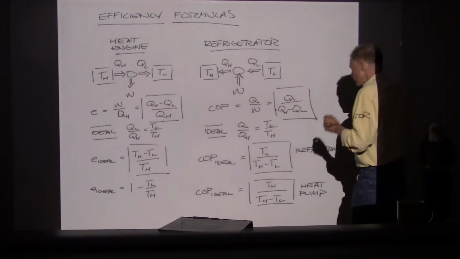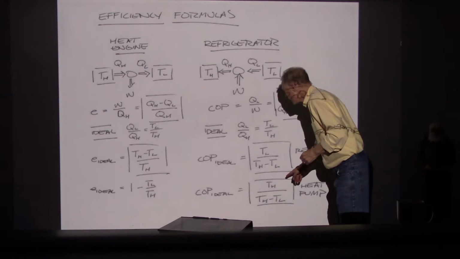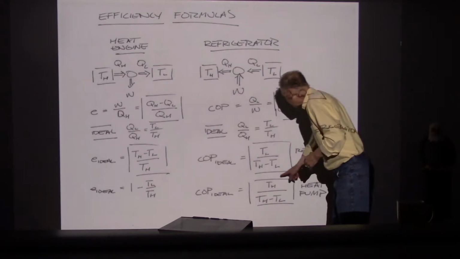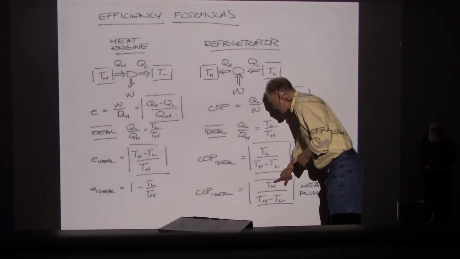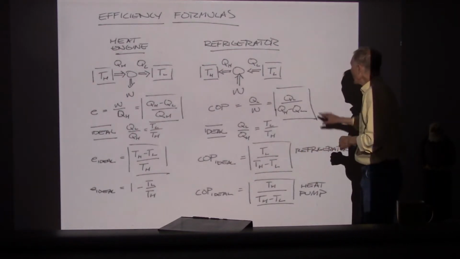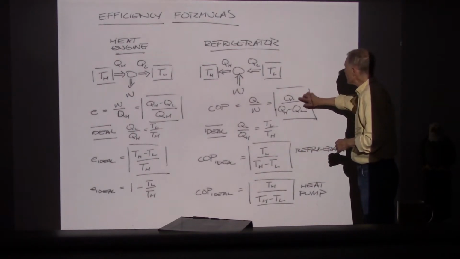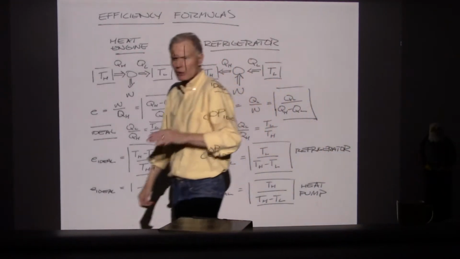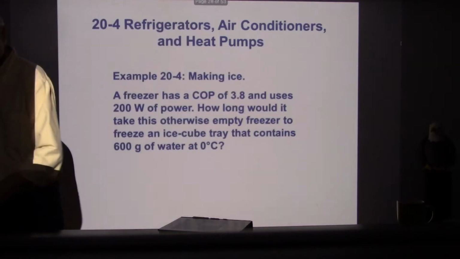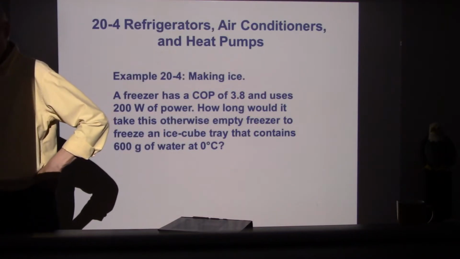So ideally, the coefficient of performance for the heating operation would be TH, not TL, and the coefficient of performance itself would be QH over QH minus QL. Let's run some numbers and see what a heat pump might operate like.